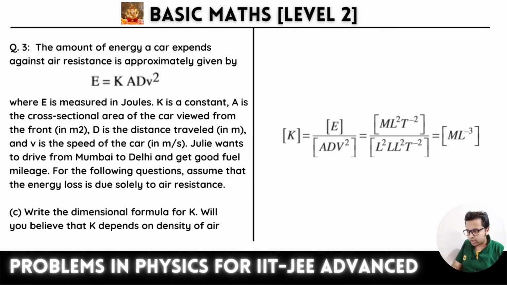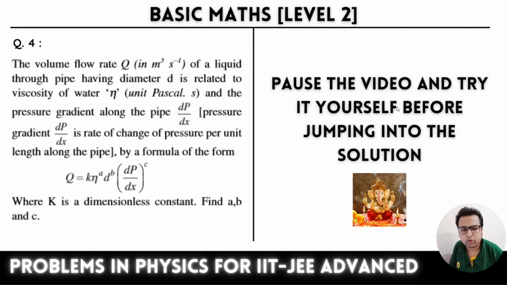Now one more thing they are asking is whether K depends on the density of air or not. If we look into the dimension carefully, you can see that it is like mass upon volume, because the volume is L cube. So definitely it is dependent on density, because the dimension itself is of density. So the answer is yes, it is dependent on the density of air. So now let's jump into the fourth problem.